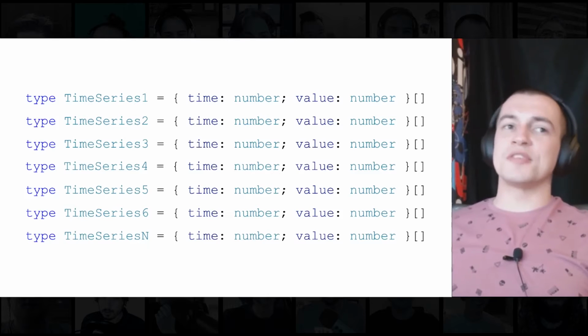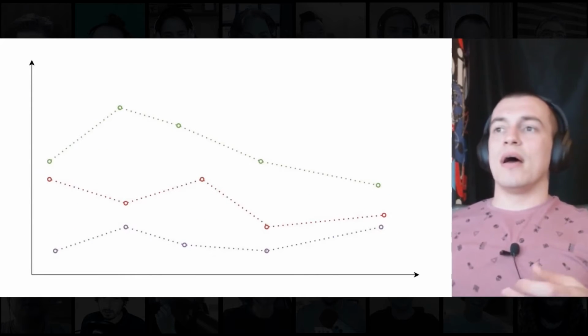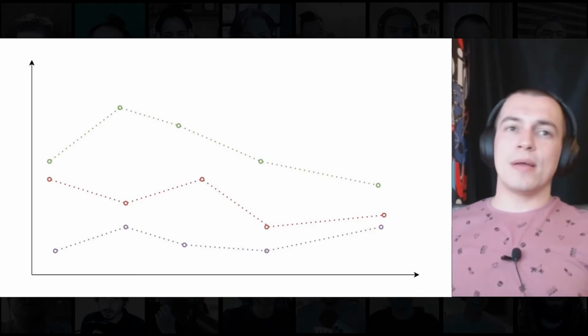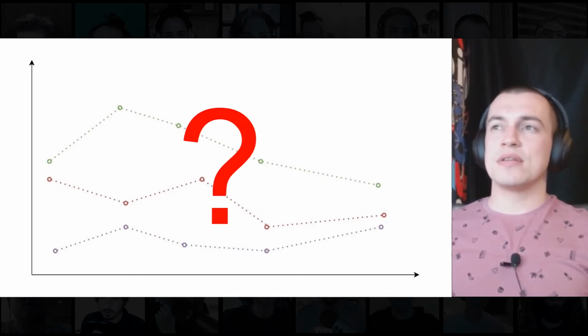And now let's get visual. Take a look at these three time series, purple, red, and green. How do you find an abnormality in these time series?